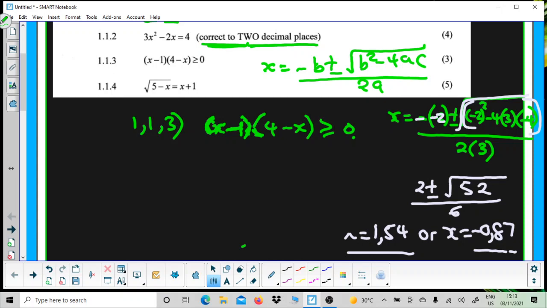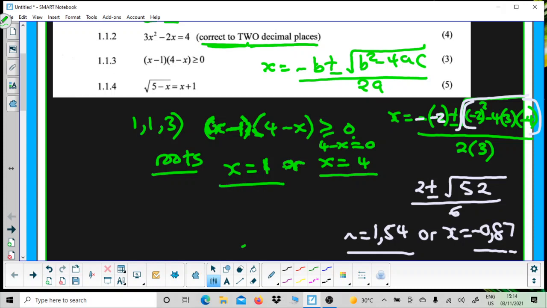What will make each bracket 0 becomes the question. What will make this first bracket 0? What x value? 1, or the other x value for the other side? Actually, remember, it's 4 minus x, which is equal to 0. As you're noticing here, x will actually be equal to 4. Can you see that? That, people, are the 2 roots that you need.